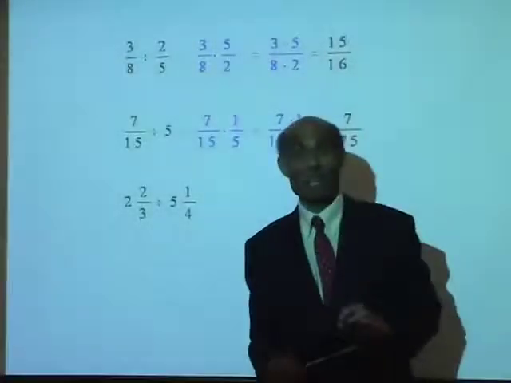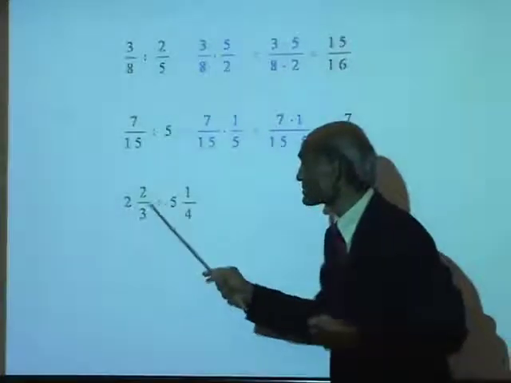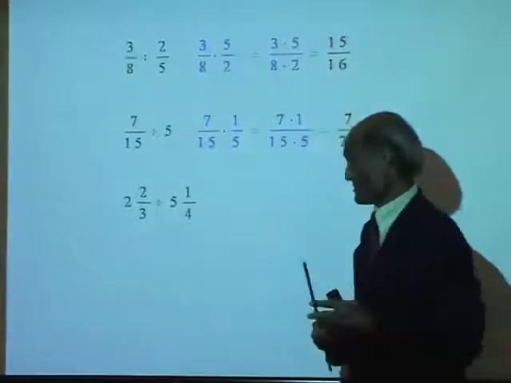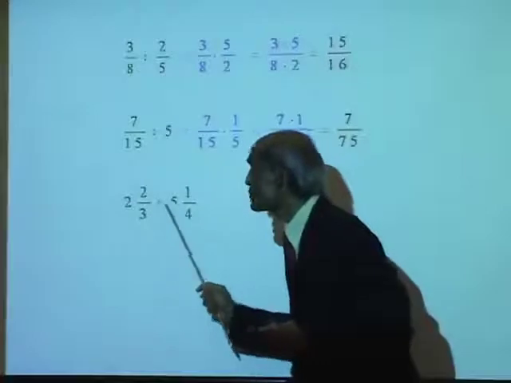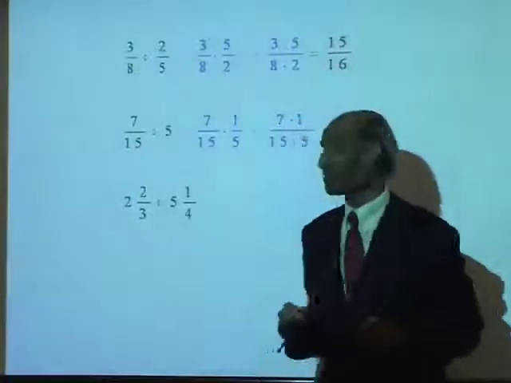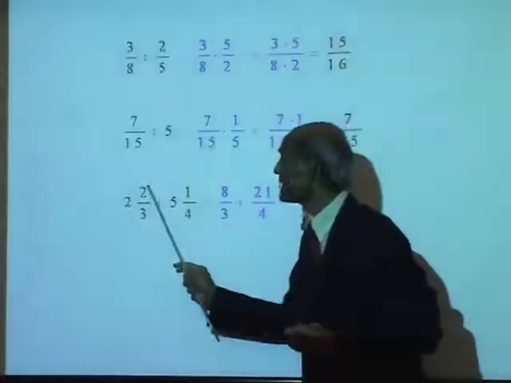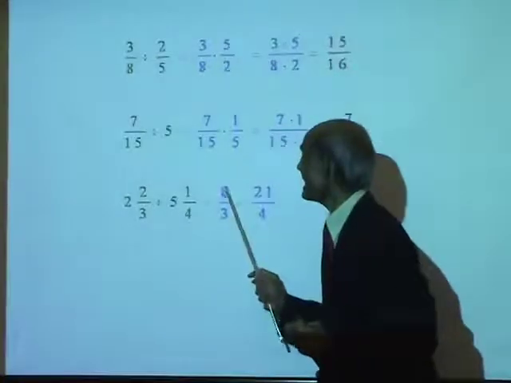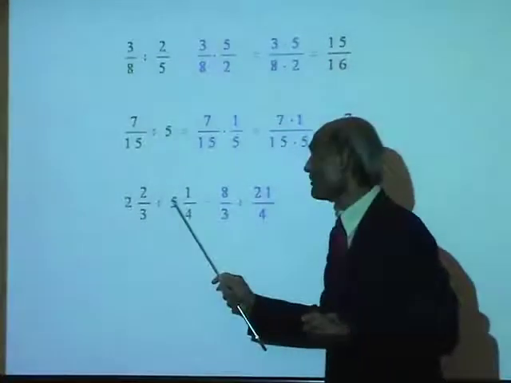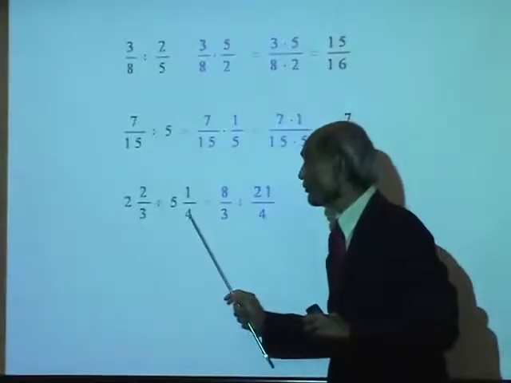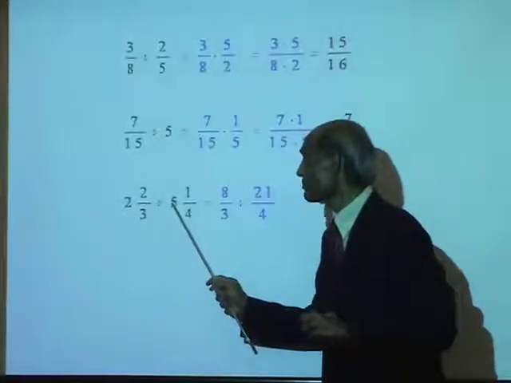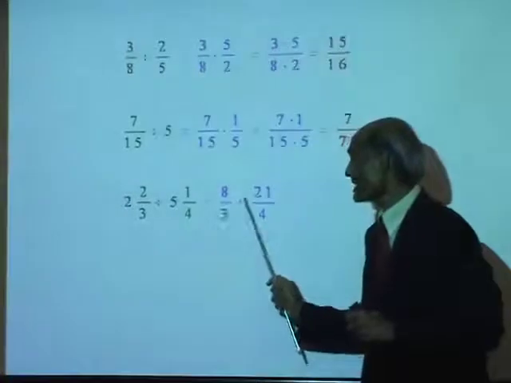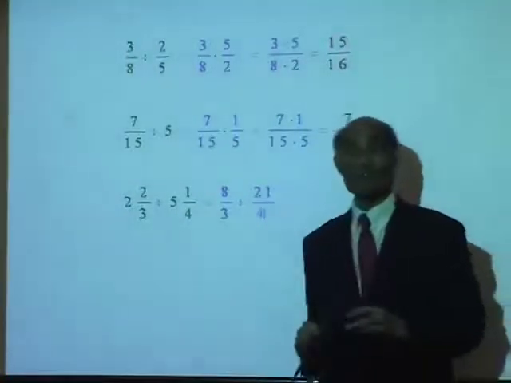Let's try dividing mixed numbers. 2 and 2/3 divided by 5 and 1 over 4. Well, first of all, we need to write these numbers as improper fractions. Can you help me do that? 2 and 2/3. 3 times 2 is 6. 6 plus 2 is 8. Is 8 over 3. Divided by 5 and 1/4 is 4 times 5 is 20. Plus 1 is 21. Divided by 4. So we have 8 over 3 divided by 21 over 4.